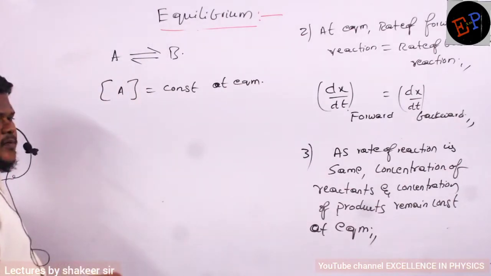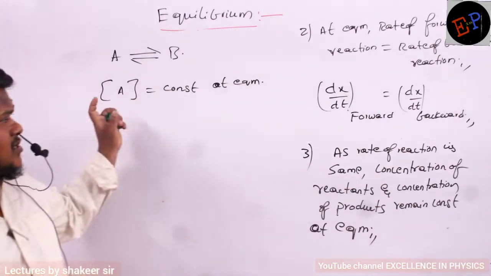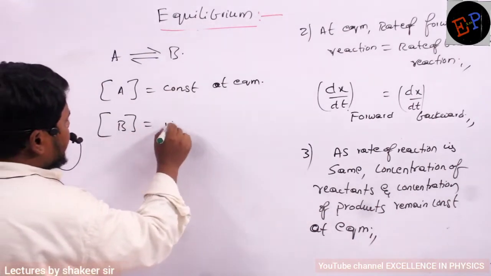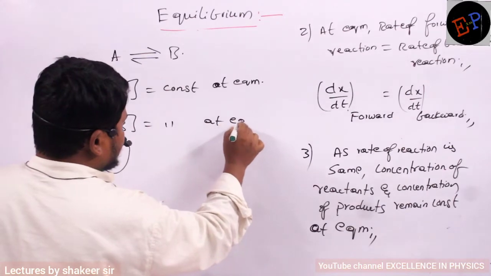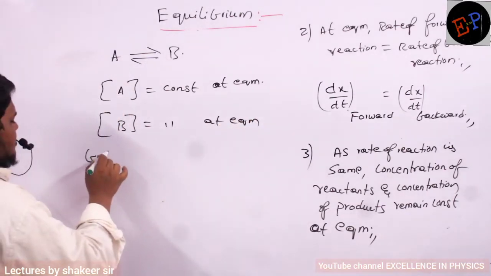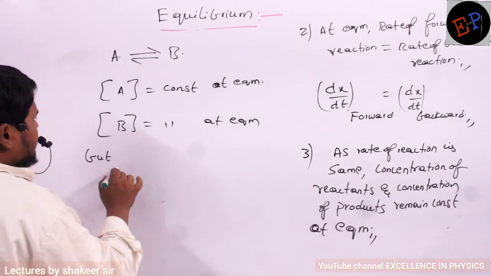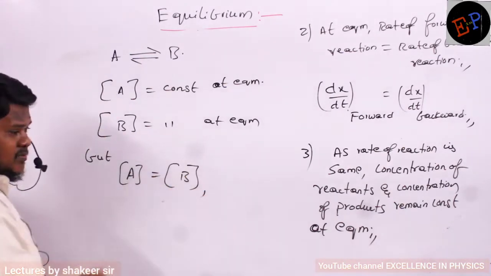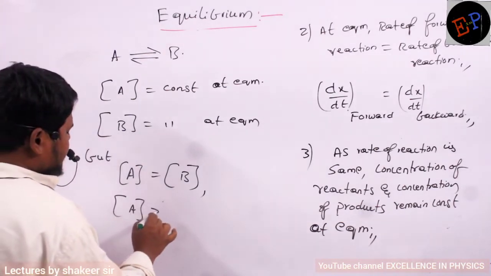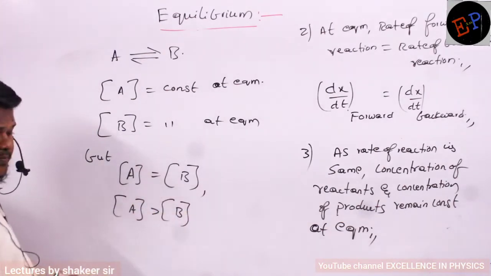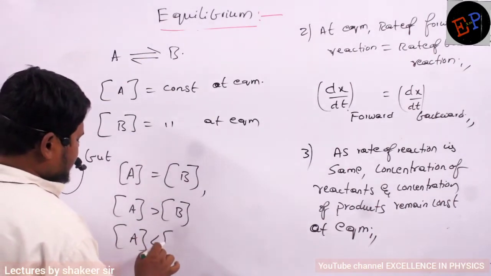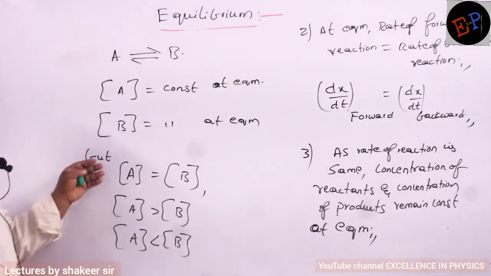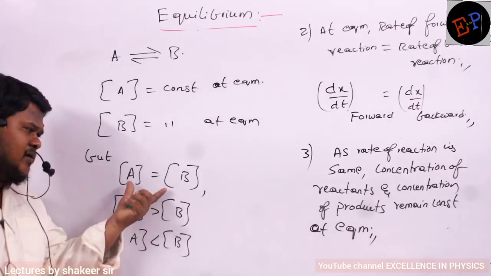Are you able to understand, ma? When the reaction is in equilibrium, the concentration of the reactant will become constant. Similarly, the concentration of the product will also be constant, again at equilibrium. But the relation between the concentration of A and B is, okay, the concentration of A can be equal to the concentration of B. This is possible. The concentration of A is greater than the concentration of B. This is also possible. Okay, ma? The concentration of A is less than the concentration of B. This is also possible. Anything is possible. Concentrations may be different or may be equal also.